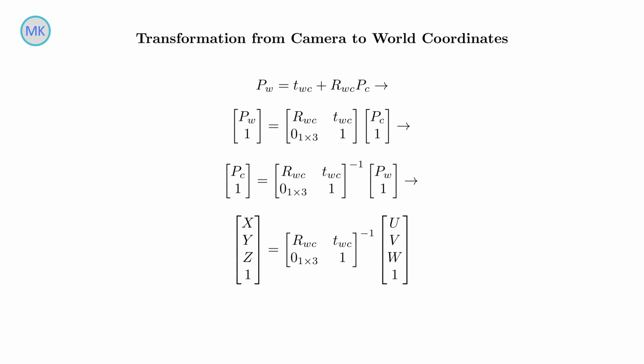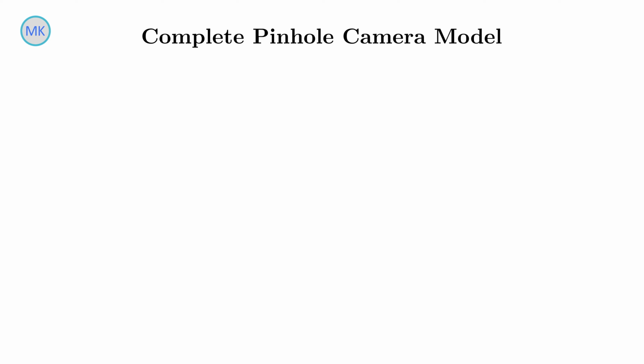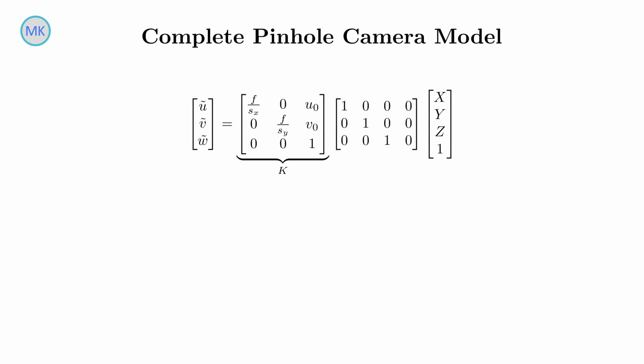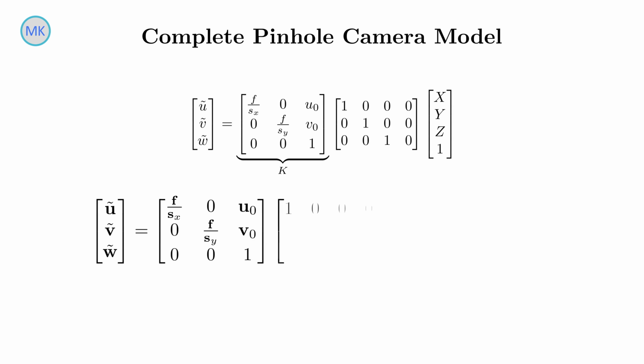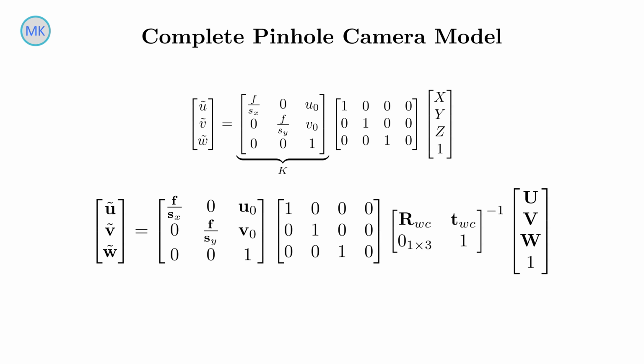coordinates U, V, W. To obtain the complete projection equation, we substitute the coordinates of point P expressed in the camera coordinate frame. The equation combines both the intrinsic parameters, denoted by K, and the extrinsic parameters of the camera. The extrinsic transformation converts the point from the world coordinate system into the camera coordinate system. Finally, the pixel coordinates are obtained by normalizing the homogeneous coordinates of the projected point. We do this by dividing by the third coordinate, w tilde, which represents Z, the depth of point P with respect to the camera.